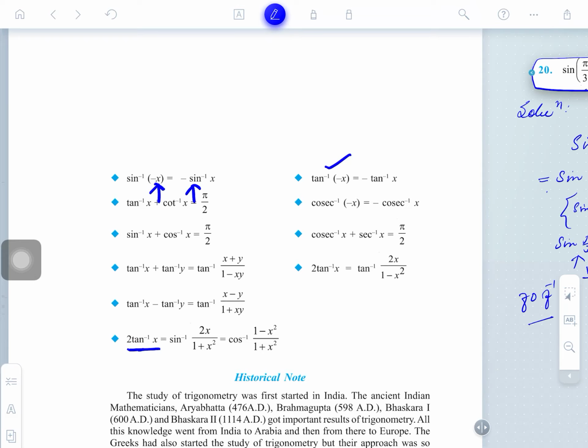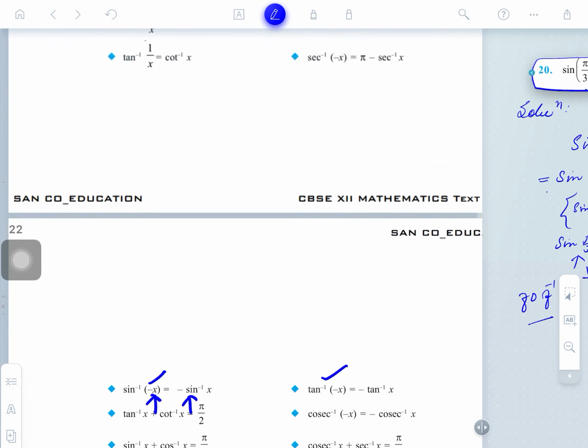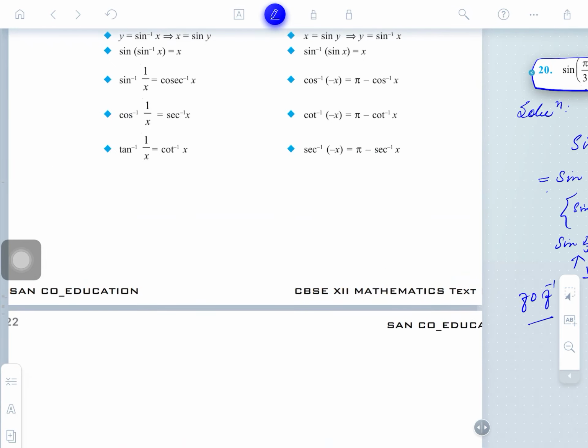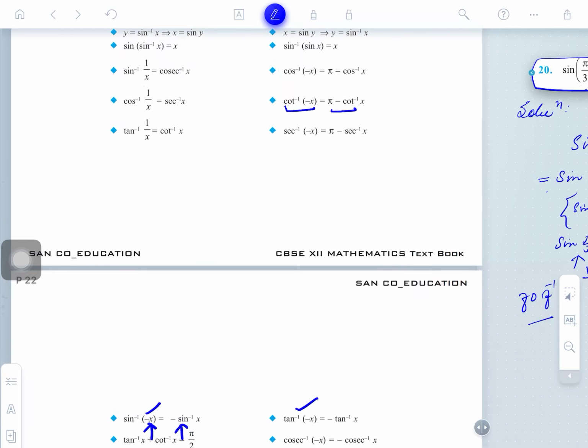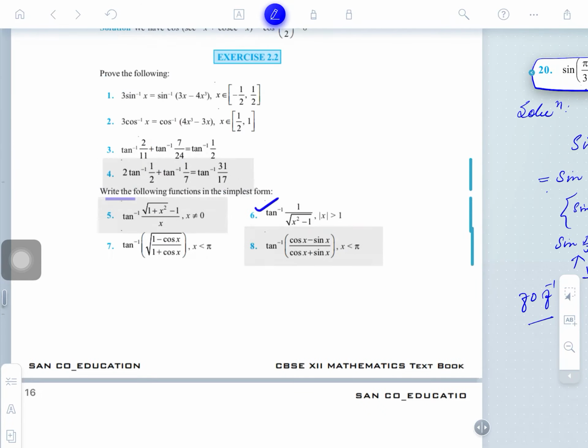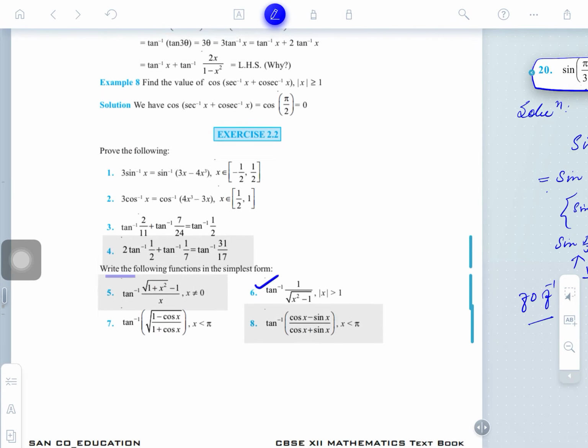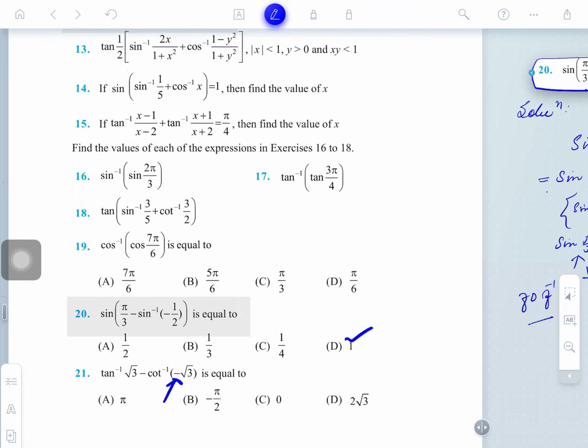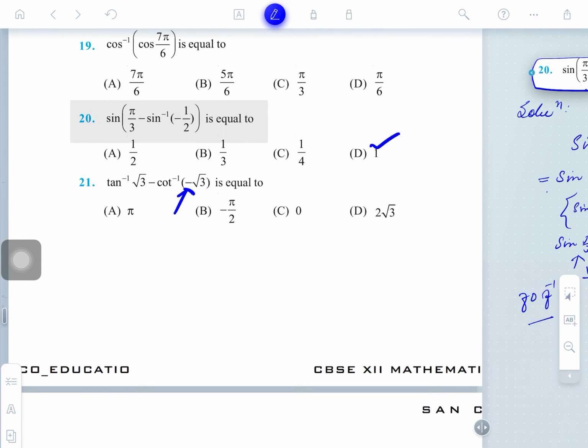It's working for tan, it's working for sine, but it is not working for cot. So when the negative of the domain is taken for cot inverse, pi minus cot inverse comes here. So this identity is to be used. The first time you have to see the pattern, later you will do the questions. So in this place what will you write?